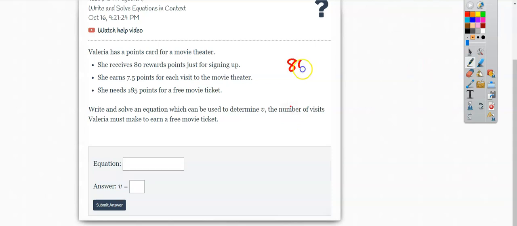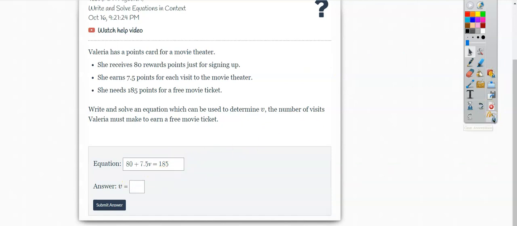We can say she gets 80 and then another 7.5 per visit, and she wants 185, right? So there's our sentence. I don't know why this stick is there. Can I get rid of it? So my equation is going to be 80 plus 7.5x equals 185. Ooh, I have to use the letter V. Sorry, I have to use the letter V.